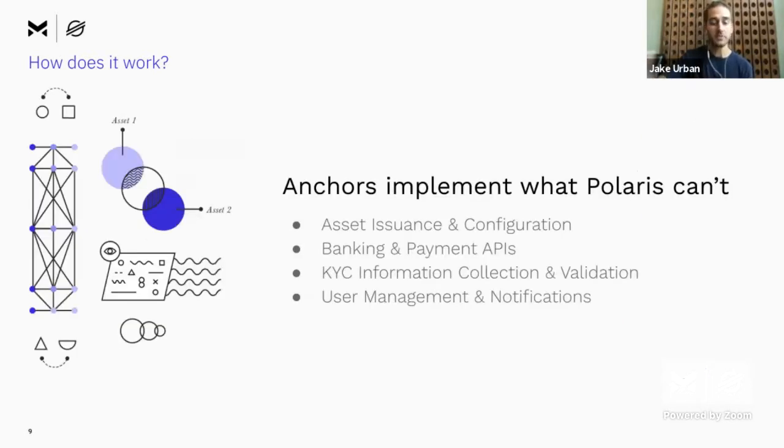So Polaris implements all it can, and anchors implement what Polaris can't, right? Polaris doesn't create the asset for you, right? You have to issue the asset on the Stellar network. It also can't configure the signing configuration on your account. You have to decide if you're going to have a single signer configuration or a multi-sig configuration. If you don't know what that means, don't worry about it.